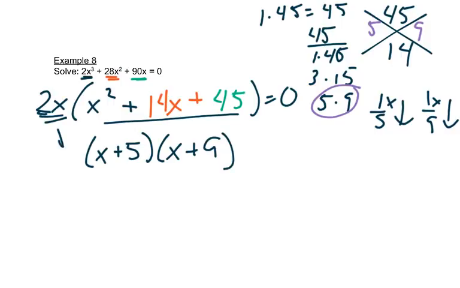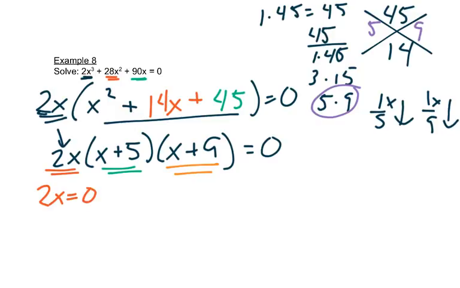This 2x that was out in front stays out in front, and it's equal to 0. Now I have 3 factors, and each of them gets set equal to 0. So I start with 2x equals 0, and then I would need to divide both sides by 2, and that gives me my first answer of x equals 0.